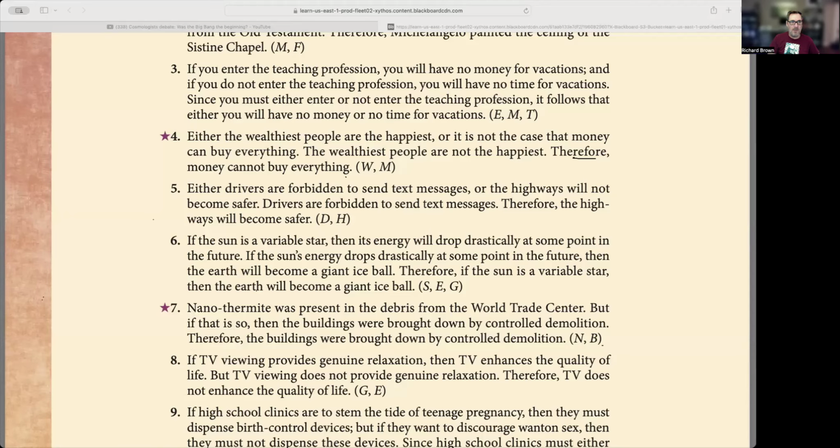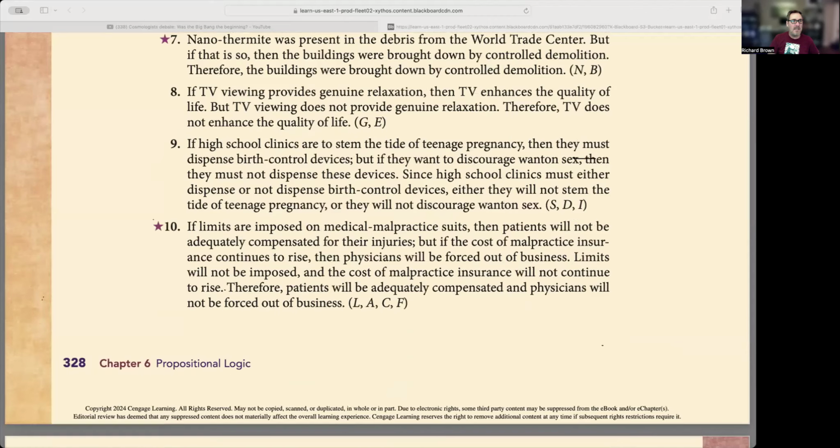Okay, so moving on along here to number 7, then going down to number 10. So this one looks more complicated. We have L, A, C, and F.